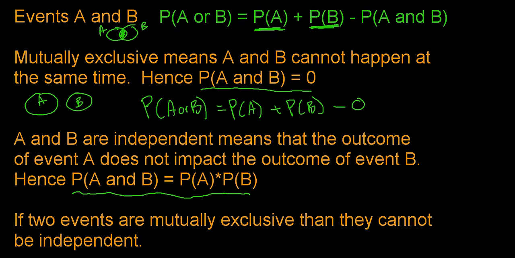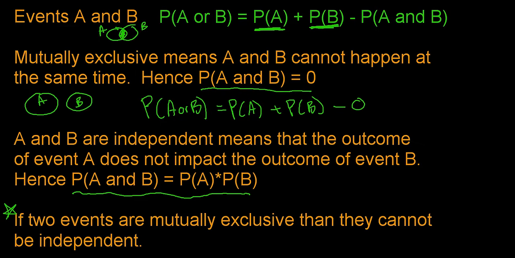Now, one other important statement to make, I've actually seen this pop up on the AP Stats test, is if two events are mutually exclusive, they cannot be independent. This is a one-way sentence. It doesn't work any other way around. It only works if it's worded exactly like this. If two events are mutually exclusive, they cannot be independent.